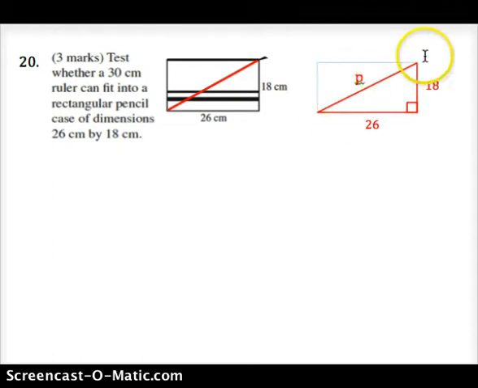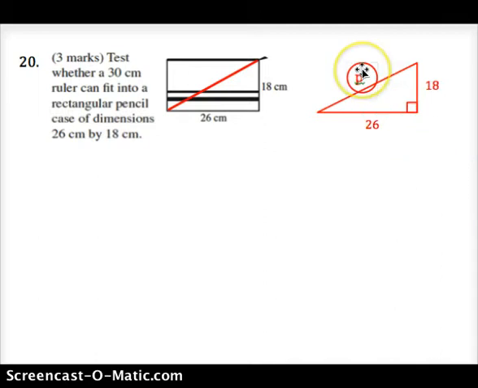So I want to find the length of this side here, P. Now if that length there, P, which represents this length here, is bigger than 30, then my ruler should fit into the pencil case. So let's start using Pythagoras' theorem. Our longest side is P, so you really should draw a circle around the P. I'm just going to put a circle around the longest side P.